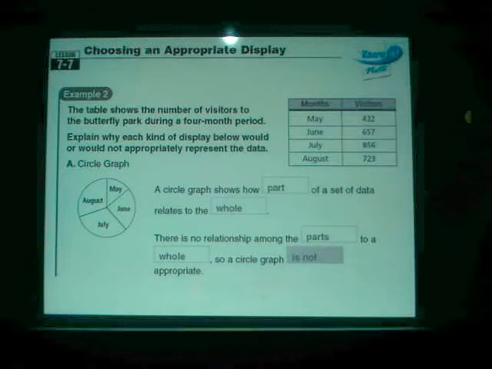So there is no relationship from the parts to a whole here, so a circle graph would not be appropriate. There might be information for April or March or September that they're not showing us, so it can't be the whole unless they said, for instance, that it was only open from May to August. Then it would be how many visitors came in each month, being the whole time the park was open. So a circle graph is not going to be a winner in this scenario.